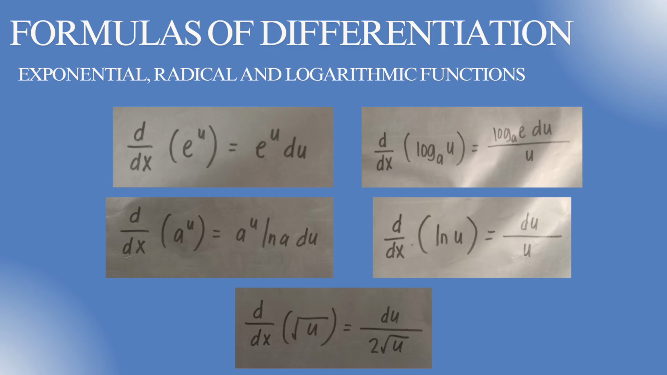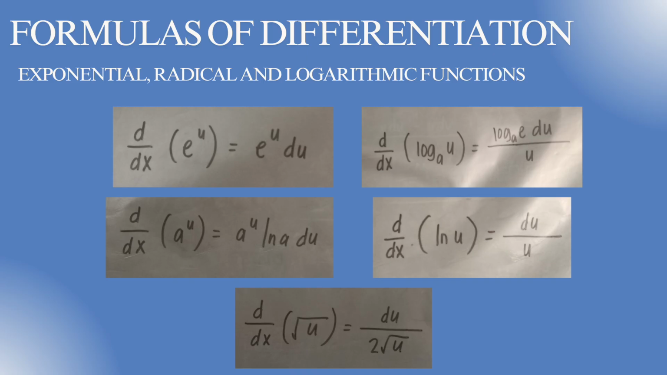Whenever we encounter e raised to u, or Euler's number, its derivative will always be equal to e raised to u times the derivative of u. And we also have the derivative of a raised to u, wherein a is the base, any constant or any number, and its derivative will be equal to copy the a raised to u and then ln of the base a, times the derivative of u. We also have the logarithm of u with base a, so its derivative will be equal to log of e with base a times the derivative of u all over u.